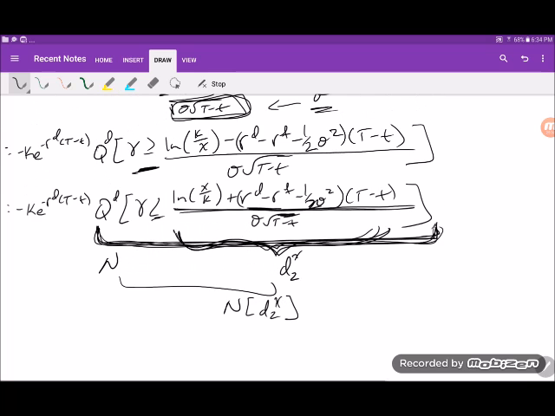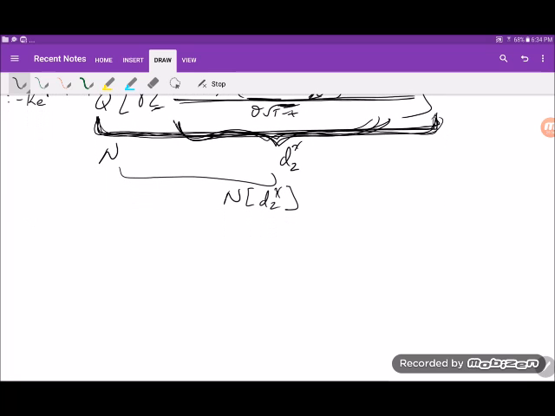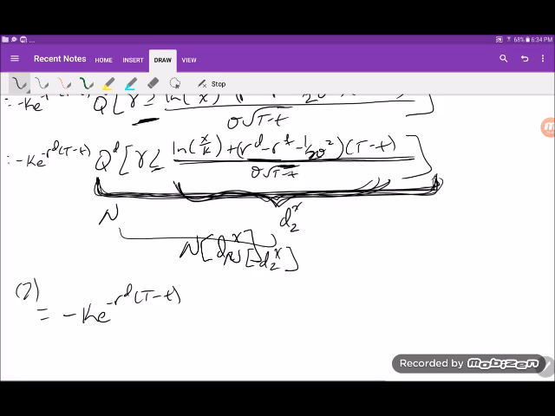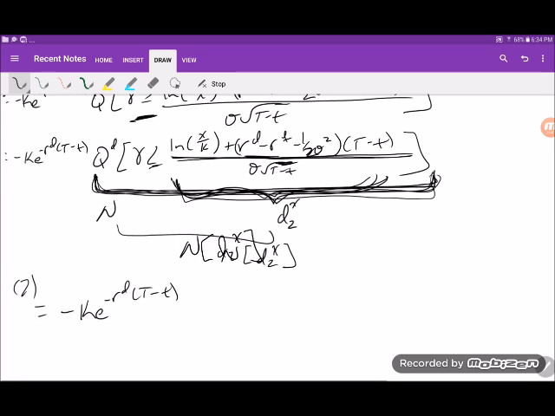which means finally pi 2 is simply equal to negative K e to the negative r_d (T minus t) times N of that d2, which we define by this.